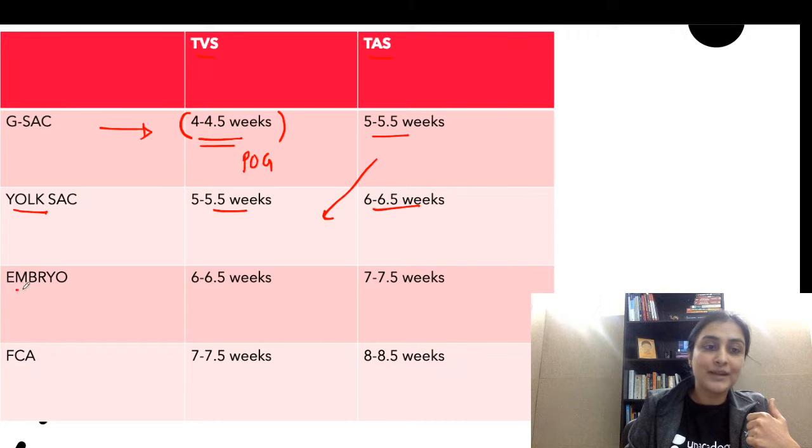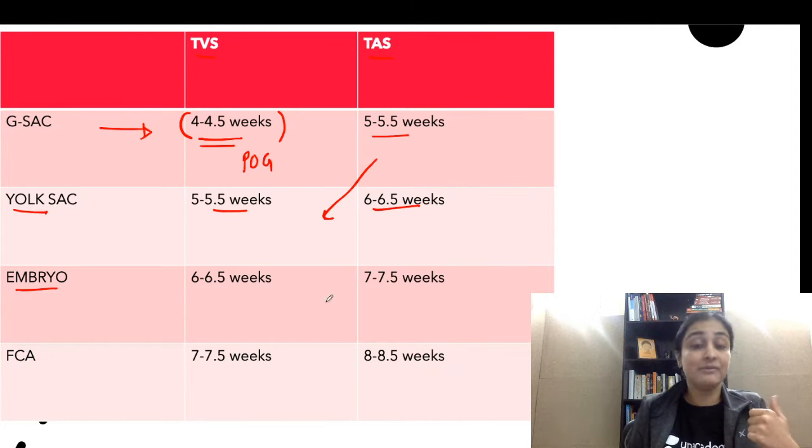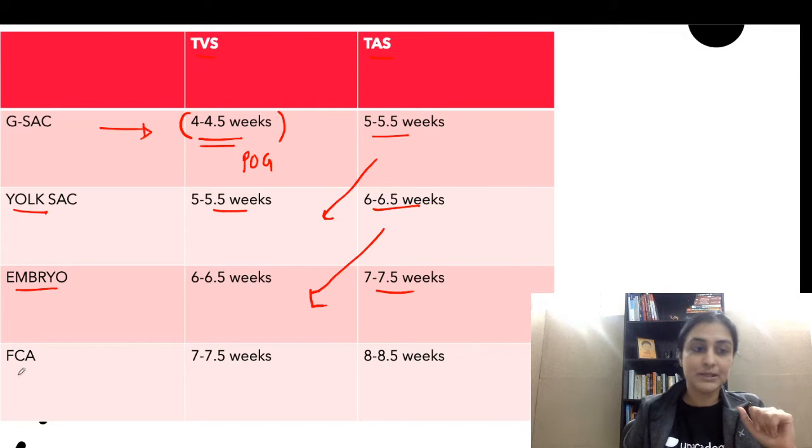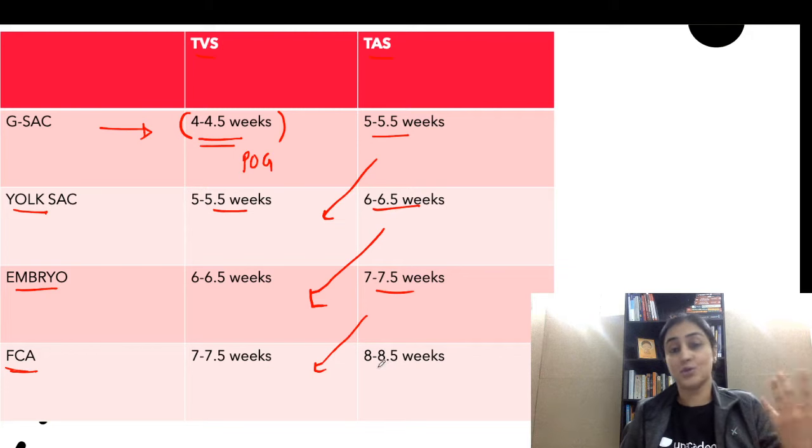Then when I ask you when the embryo is visualized on TVS, you just place this number again here. And when I ask you about TS, what do you do? Simple, you add 1 week. Similarly, fetal cardiac activity, the last thing that I will see in the developing embryo here, appears at 7 to 7.5 weeks, same number placed here, and then in TS you add 1 week.